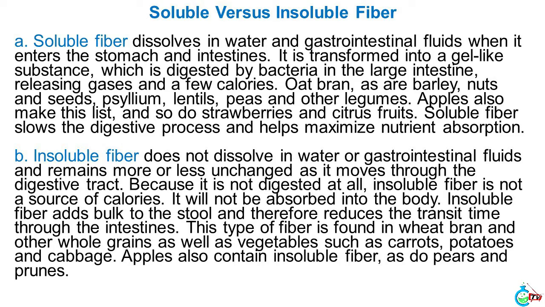B. Insoluble fiber does not dissolve in water or gastrointestinal fluids and remains more or less unchanged as it moves through the digestive tract. Because it is not digested at all, insoluble fiber is not a source of calories. It will not be absorbed into the body. Insoluble fiber adds bulk to the stool and therefore reduces the transit time through the intestines. This type of fiber is found in wheat bran and other whole grains as well as vegetables such as carrots, potatoes, and cabbage. Apples also contain insoluble fiber, as do pears and prunes.